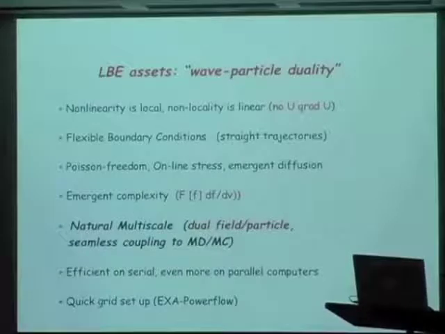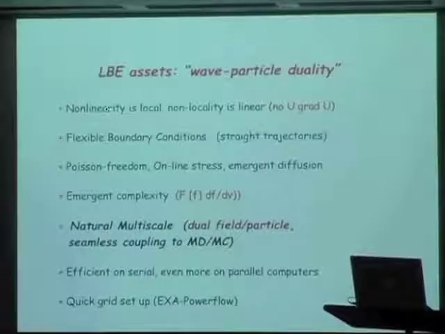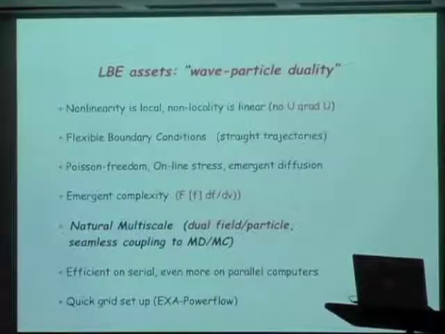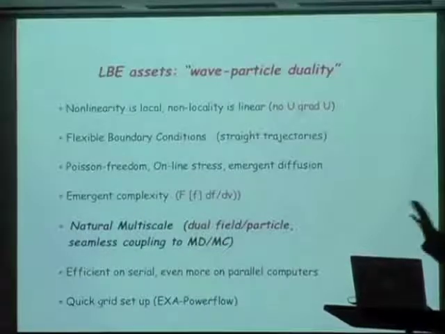It gives you a lot of freedom on the boundary condition because, knowing that you move information along straight trajectories, you can really arrange very complex boundary conditions. These days, for instance, we are running hemodynamic simulations with arterial geometries, and it's very important to have a method where you can track the information and know exactly when, for instance, a particle is crossing a complex surface like an arterial geometry.